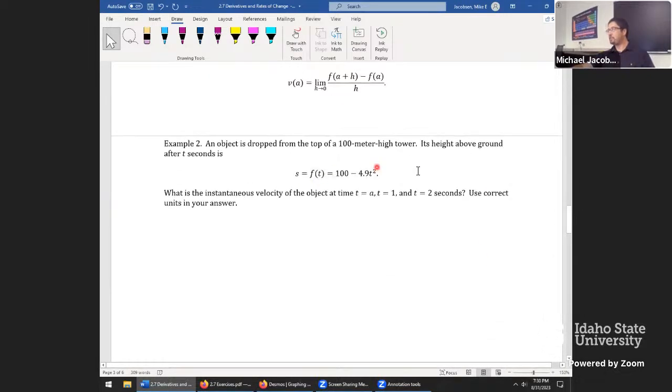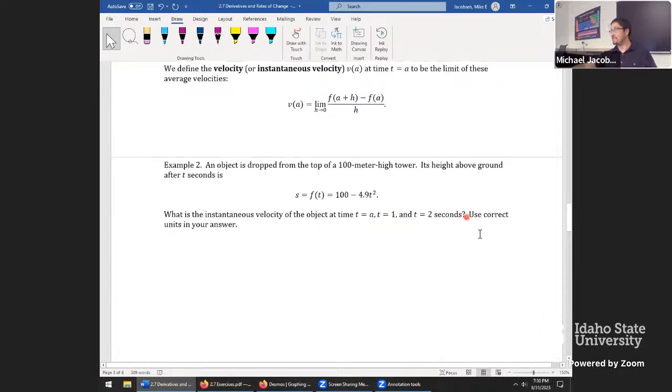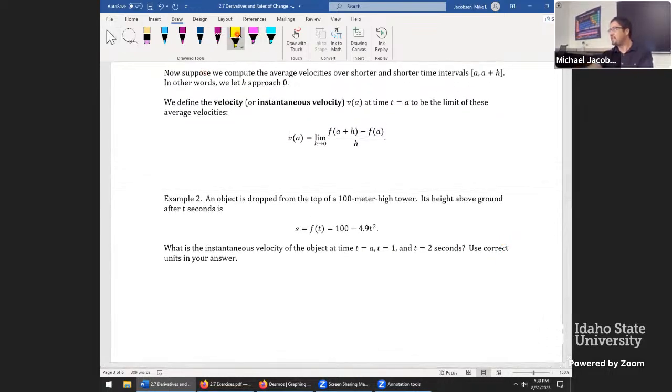Okay, well, let's try it out now for this one. In this equation of motion, it says, what is the instantaneous velocity of the object at time t equals a? That's one limit. We'll do it again when time is 1 second and then when time is 2 seconds. And when they say instantaneous velocity, let's remind ourselves, we're just talking about that function right there. So let's begin by calculating velocity at time a.